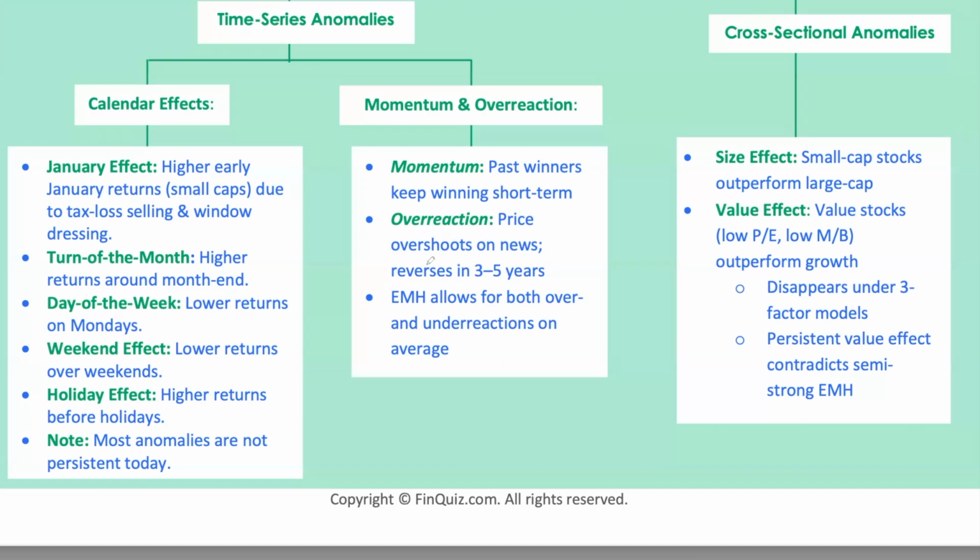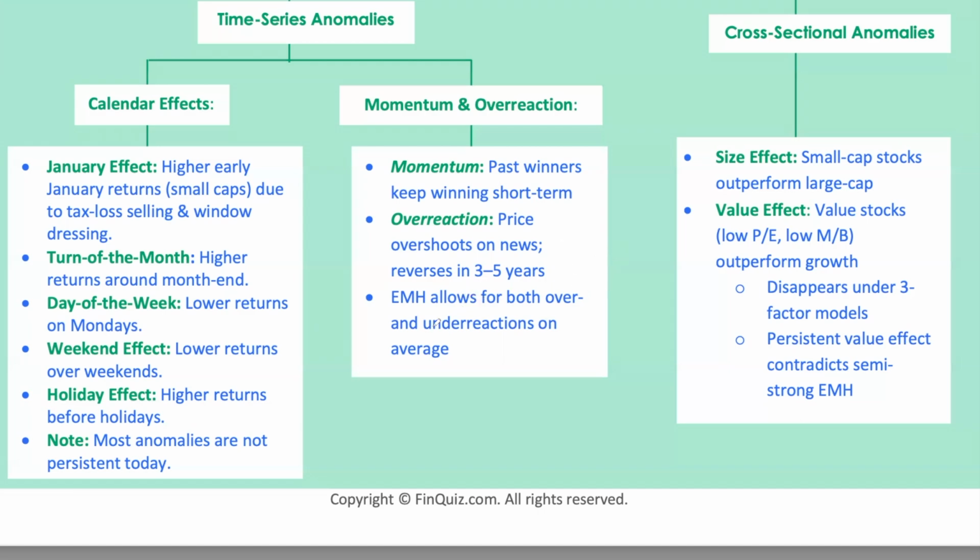Overreaction is sort of the flip side. If a stock has extremely positive or negative news, the market might overshoot in the short term, causing a price spike or crash that isn't fully justified. Over time, say 3 to 5 years, the price corrects, and the winners might underperform while the losers bounce back. This can look like a contrarian strategy. Buy the losers and sell the winners.